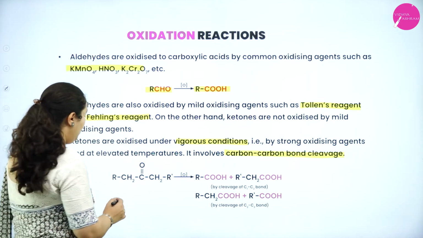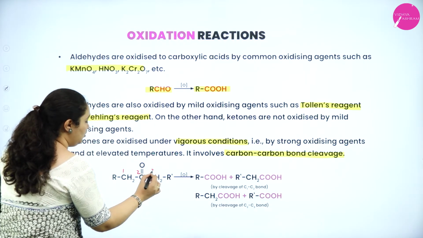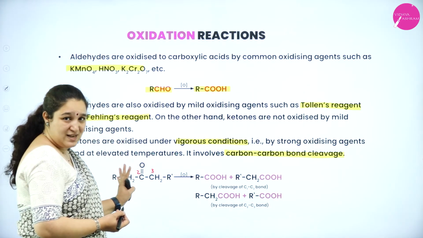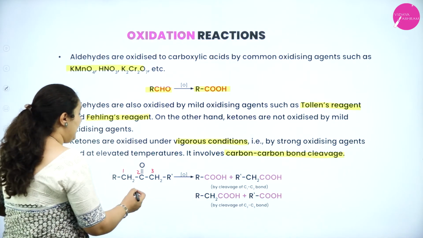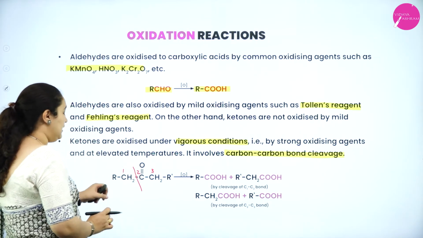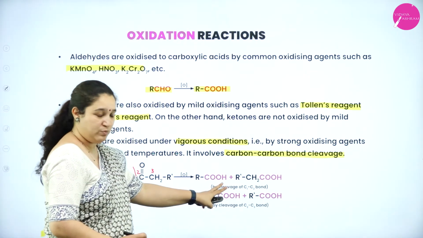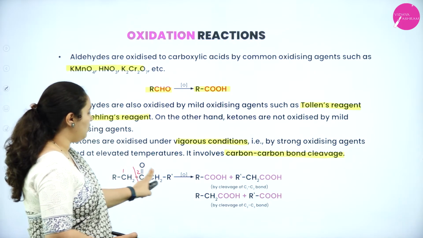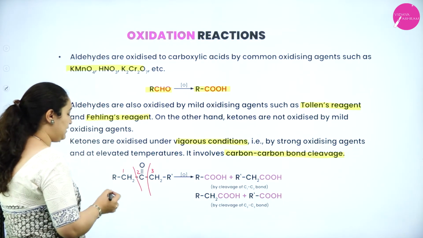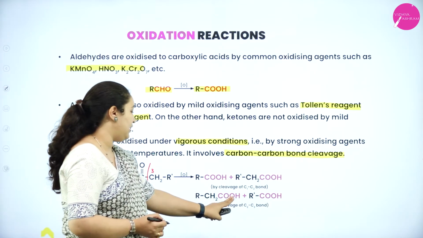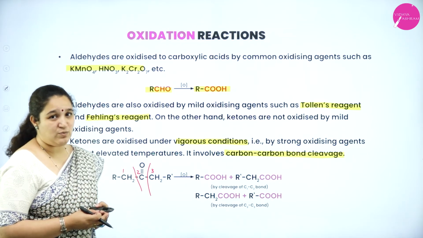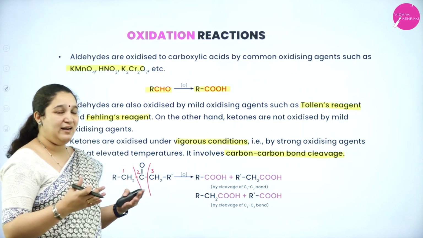In this particular compound, I'll number the carbons as 1, 2, 3 and there are 2 R groups. This is a ketone. Now, when a strong oxidizing agent is added here, if there is breakage between C1 and C2, this carbon bond is broken, then I will get RCOOH as one product, and R-CH2COOH as the other product. If there is a breakage between the second and third carbon atom, then I'll get RCH2COOH and R-COOH. So you can get 4 different types of carboxylic acid depending on what the R and R' groups are.